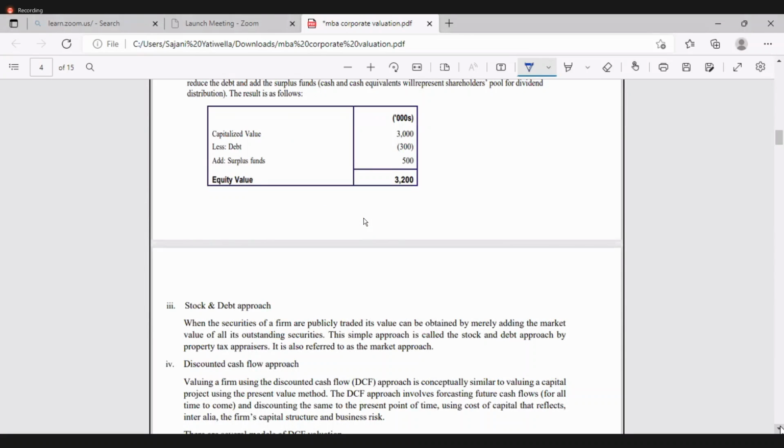In the stock and debt approach, say, for example, in the balance sheet, we know the reported equity value and reserves are there. Then ultimately, we can estimate the equity value. Then debt begins with long-term debt capital, then total value. So, for instance, in the market value here, equity shares can be sold in the market at the market value. At the same time, debt instruments are also traded in the market. In that case, we can value the business.